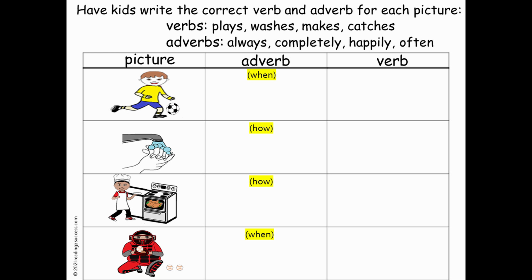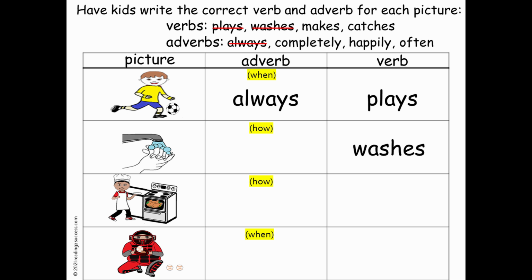Now have kids write the correct verb and adverb for each picture. The choices of verbs are plays, washes, makes, and catches. And the choices of adverbs are always, completely, happily, and often. The first verb is plays, and the question is when. The answer is the adverb always. Always plays.